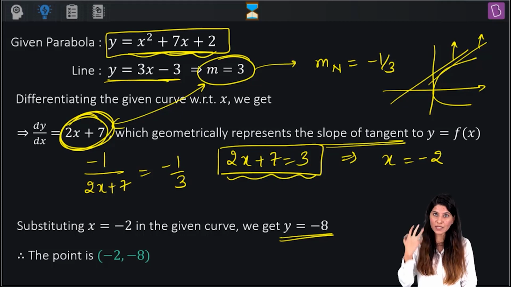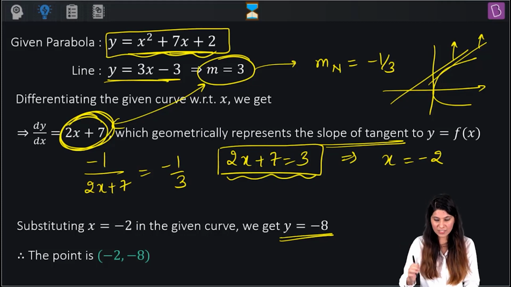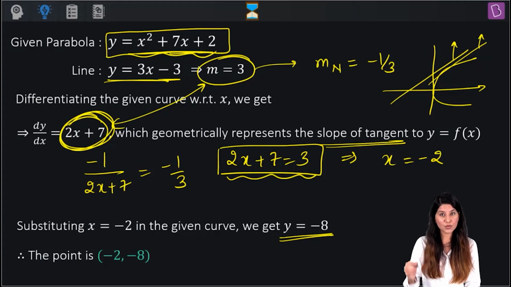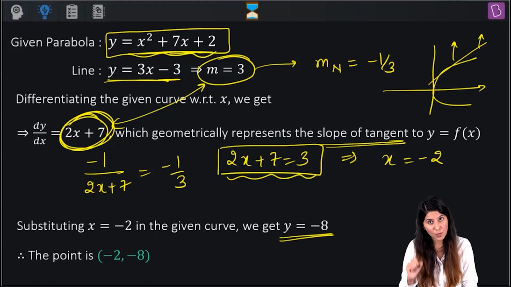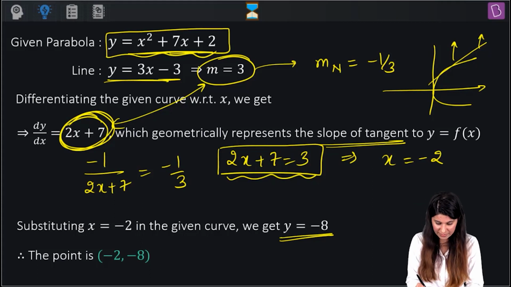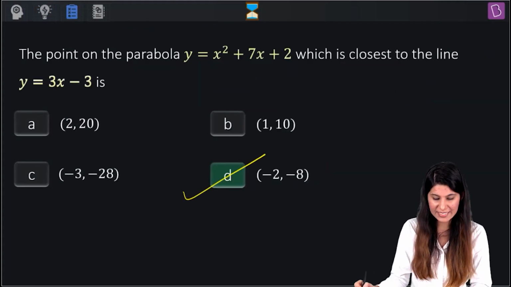So the concept behind this particular scenario is the same. First, you'll think about the normal and then you'll think, okay, perpendicular to normal, what are we going to get? Tangent. So why not compare tangent directly? So behind that, you need to understand the logic is coming from the normal only, right? So for this, minus 2 comma minus 8 is correct. Option D is right.